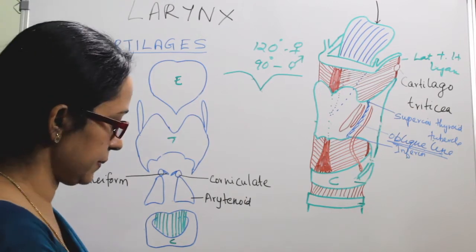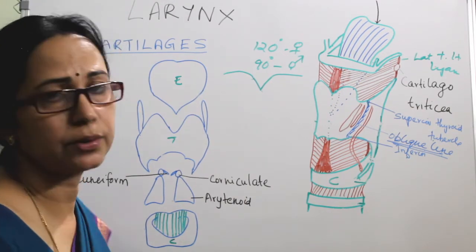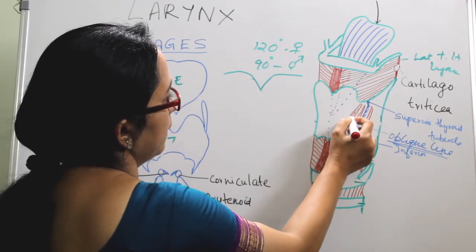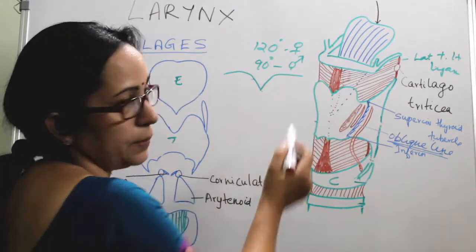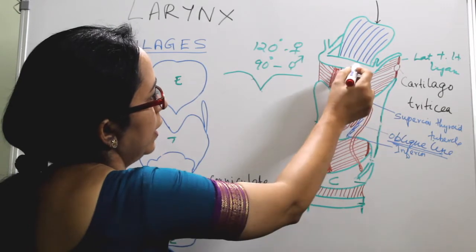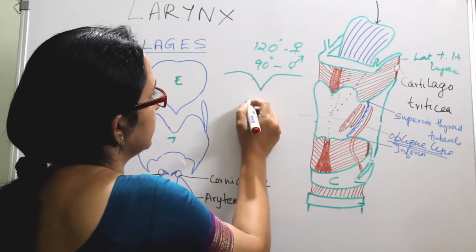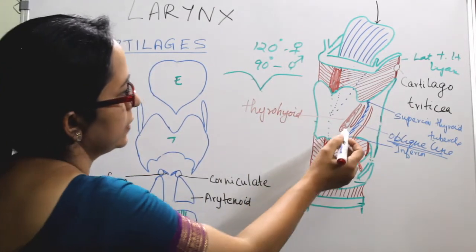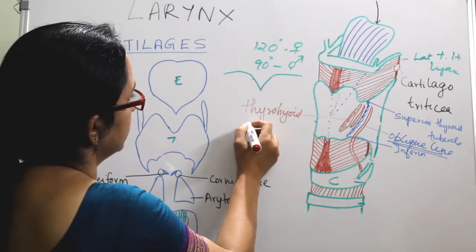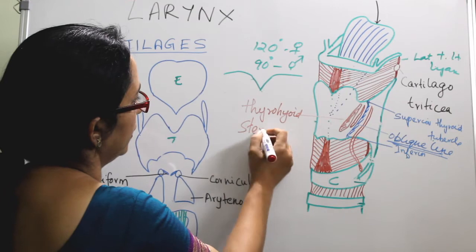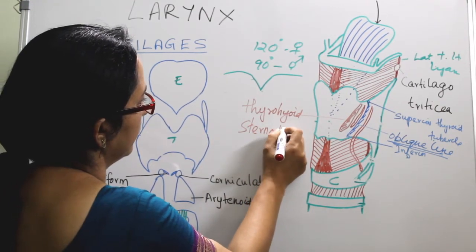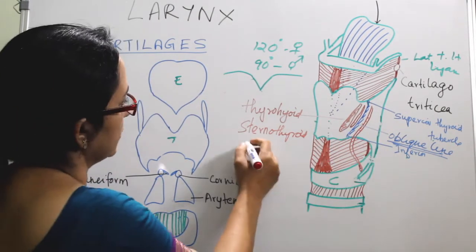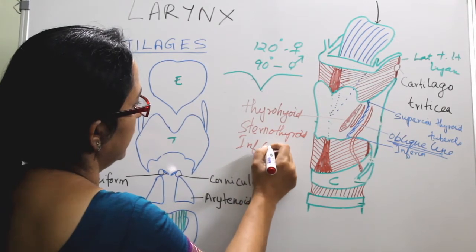So the first one is, what is that one? There are three muscles actually. So what is this muscle? This muscle is the thyrohyoid muscle, from thyroid to hyoid. And this one, sternothyroid muscle. Second, sternothyroid, from sternum to thyroid. And this one, this is the inferior constrictor. So three muscles. They are the inferior constrictor.